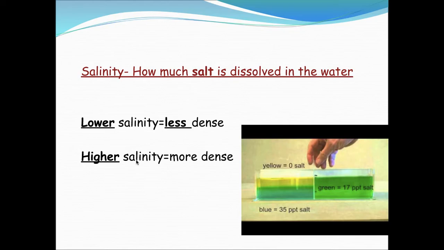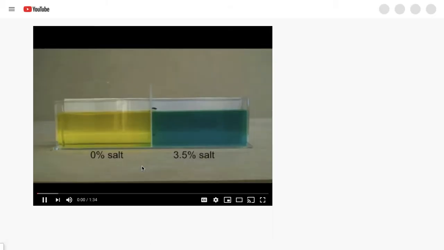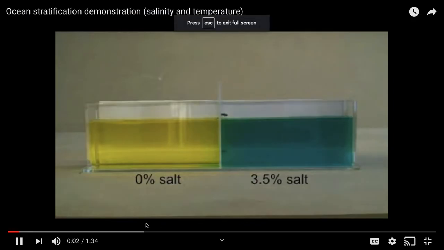A higher salinity: if I take a glass of water and I add a whole lot of salt to it, I made the glass have more mass because there's more stuff in it. Higher salinity is more salty. So we can see this as well. This is a really good video.